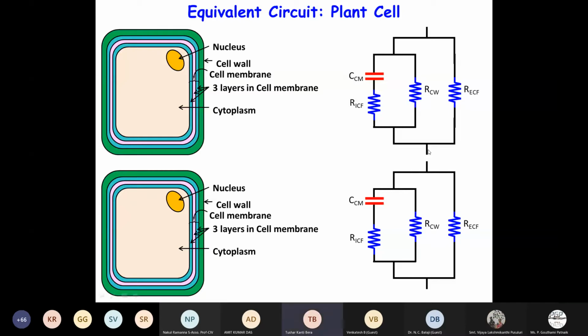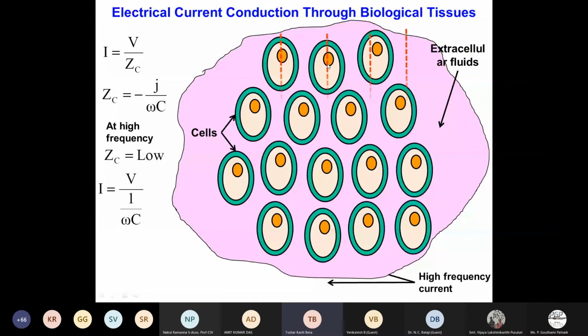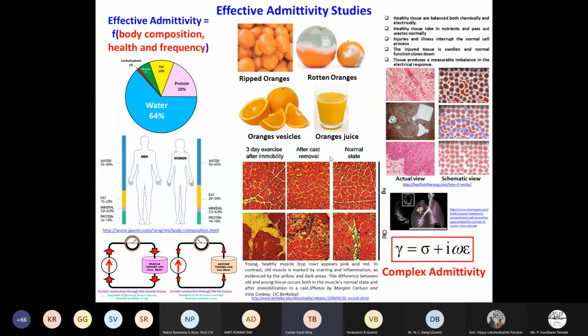If the frequency is increased, the 1/ωC will be less because the frequency is increased. So this denominator will be very high, so that value will be less. And if that value is less, automatically some current will be able to pass through, or penetrate, the cells. Utilizing those techniques, there are several body composition analyzing techniques called bioelectrical impedance analysis, which are used to detect the body composition in our human body. Sometimes fruit juice, fruits or foods are analyzed with impedance analysis. Even cell damage detection is done with the help of impedance studies. If the cells are damaged, there will be some impedance change, and that can be monitored by impedance measurement.